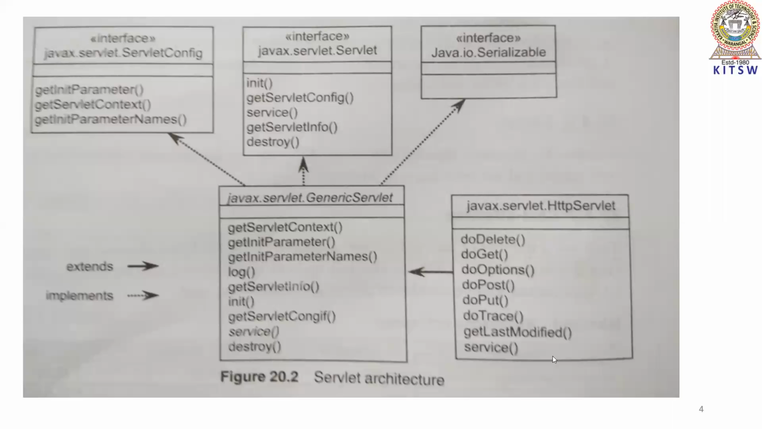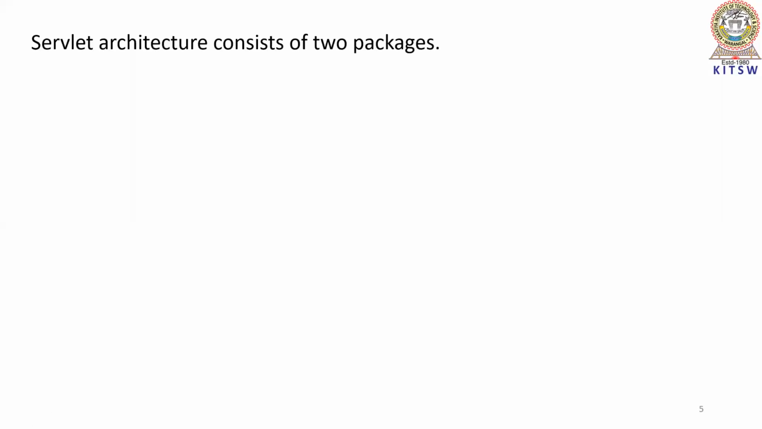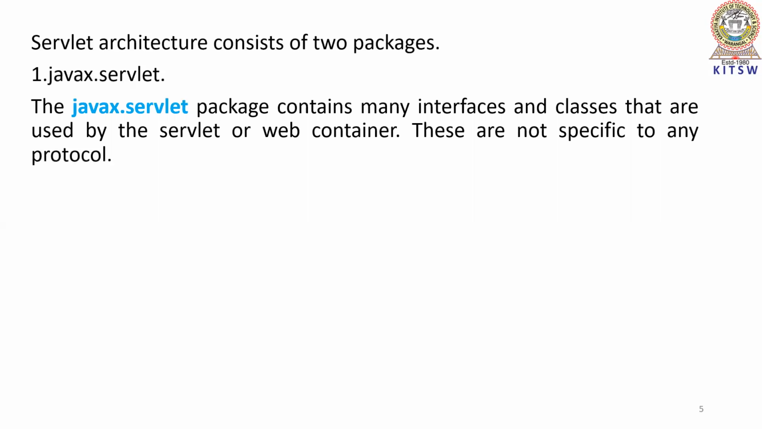Next, servlet architecture consists of two packages. First one is javax.servlet. This javax.servlet package contains many interfaces and classes that are used by any servlet or web container. So this is a standard thing.